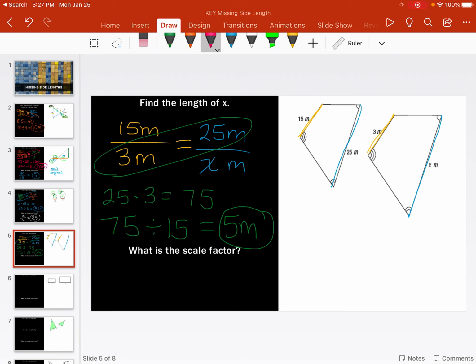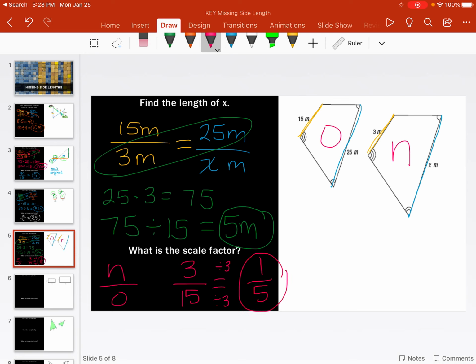Okay, let's do the scale factor. Remember, it's new over original. So this is our new, this is our original. New was 3, original was 15, and just simplify that fraction. It is getting smaller this time, so it's still going to be a fraction, but I could divide by 3 to at least simplify it. So that would give me 1/5.